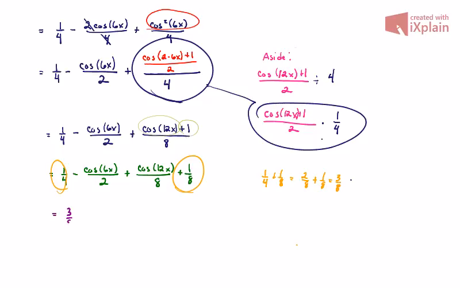So we have 3/8 minus the cosine of 6x, sorry, all over 2, plus the cosine of 12x all over 8. And as you can see, we've rewritten the problem so that there are no exponents in our final solution.